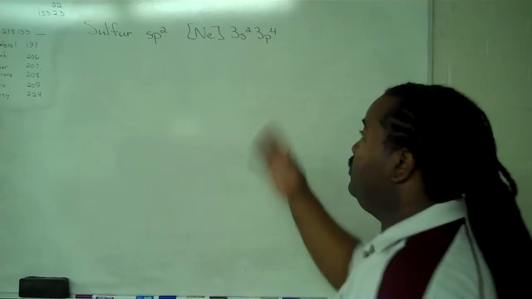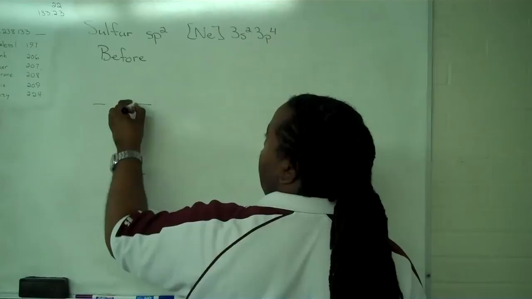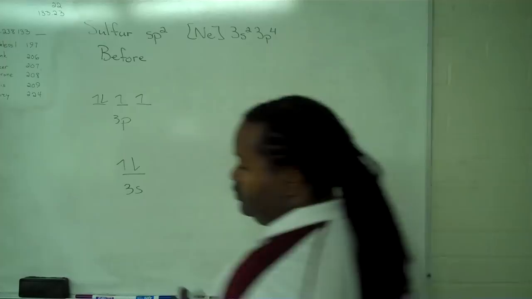Once we have that, we can use it to write out the before picture, where we show 3s with 1, 2, and our 3p with 1, 2, 3, 4 electrons.